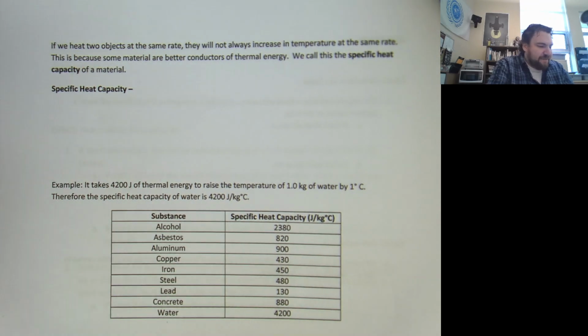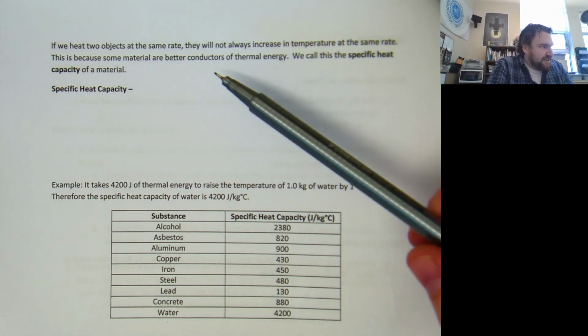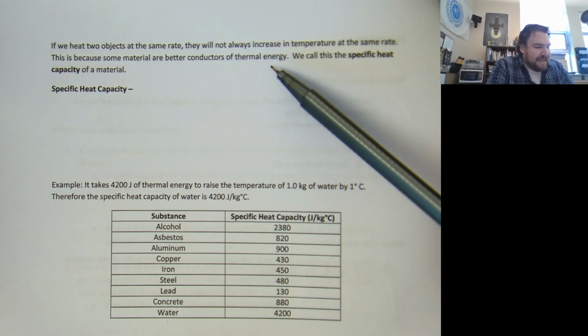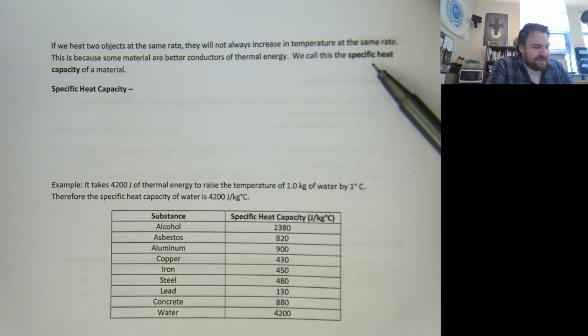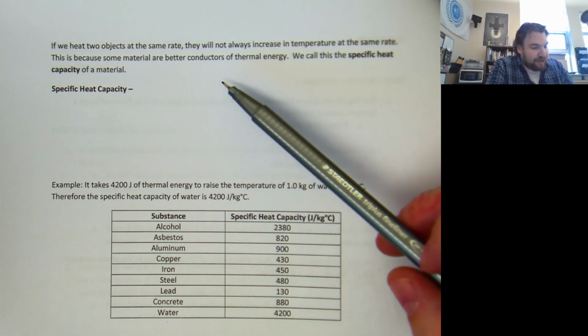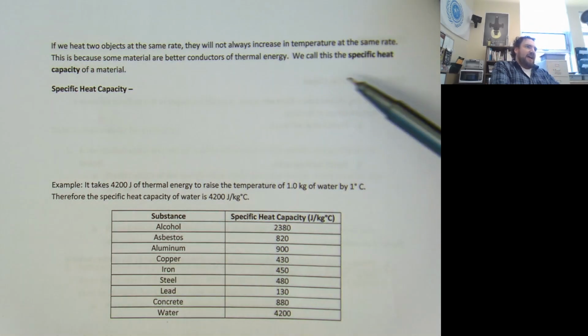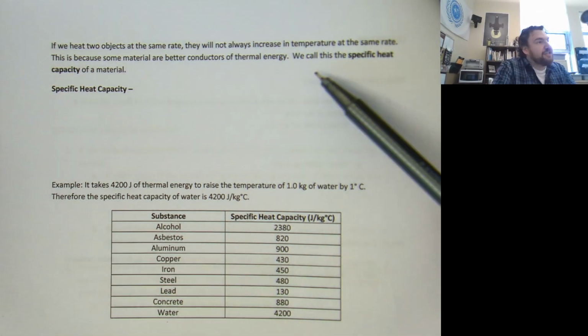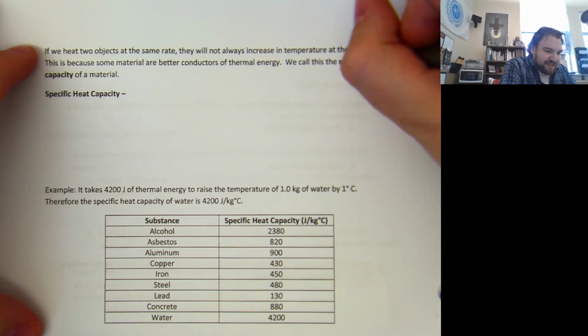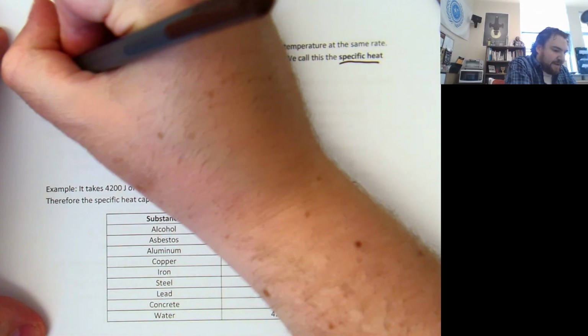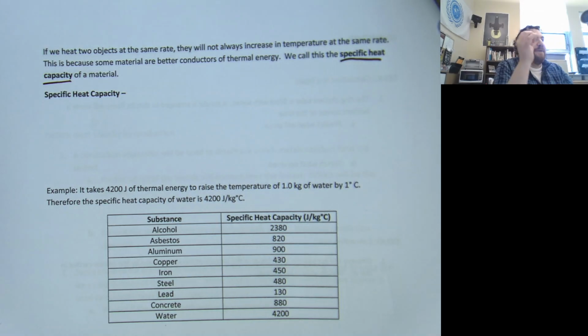And we'll jump to this. If we heat two objects at the same rate, they will not always increase in temperature at the same rate. This is because some materials are better conductors of thermal energy, as Sire just stated. We call this property the specific heat capacity of a material. The better a thermal conductor an object is, the lower the specific heat capacity will be.